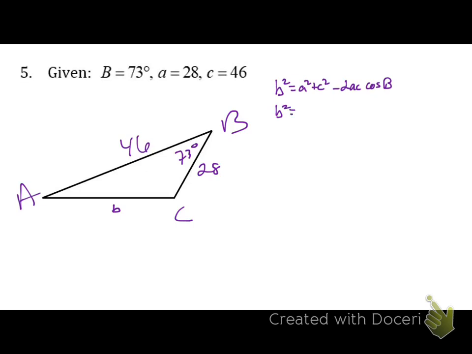Little b we don't know, so we're going to plug in for a and c, which is 28 and 46. And then we know angle B, so we need to put that in there. I don't know why I didn't. So this is 73 degrees. All right, and just simplify. So 28 squared is 784. 46 squared is 2116 minus 2 times 28 times 46 is 2,576 cosine of 73.